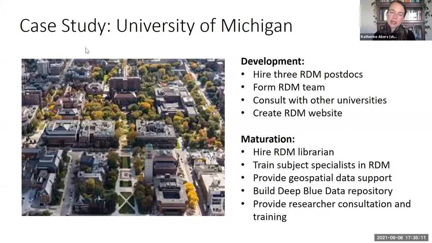As we were moving out of the development phase and actually starting to implement these programs of support, that's when University of Michigan decided to hire a full-time research data management librarian. And one of the interesting things we did at University of Michigan was to train all the subject specialist librarians. So we have, like, an anthropology librarian and a math librarian and an English literature librarian, for example.